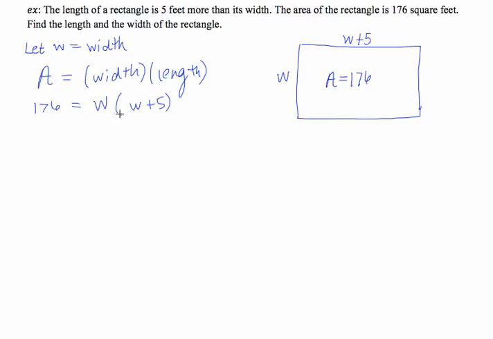It's a quadratic equation because if you multiply this W out, you'll get W squared plus 5W. And it's not equal to 0 yet, so let's make it equal to 0. And, ooh, that looks like a tough one to factor, but hopefully it will. All right, we need to find how 176 breaks down. So I'm just going to factor it by its prime factors here. This is just scratch work.